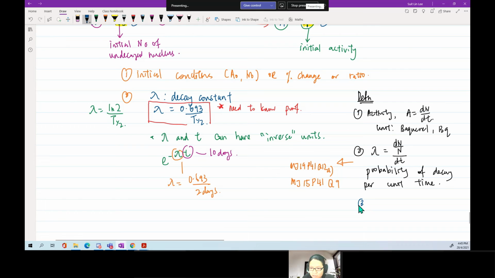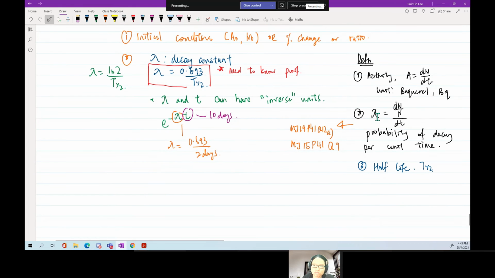All right, and then the third definition you need to know is half-life. Half-life, T half: time taken for the total number of activity to decrease by half, or time taken for the total number of undecayed nuclei to decrease by half.